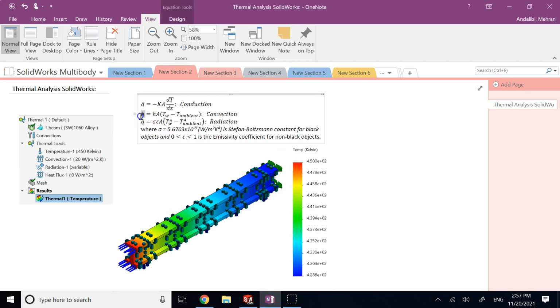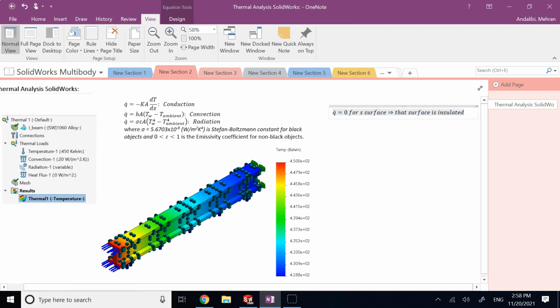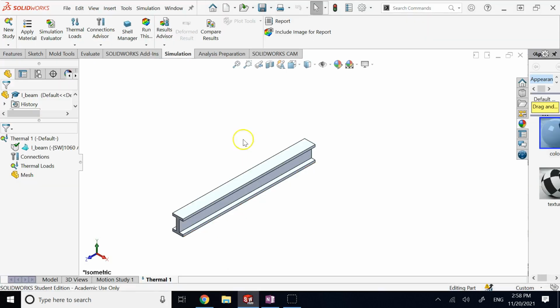So if we say, let's see if I can add it somewhere for you. When we say Q dot equals 0 for a surface, it means that surface is insulated, right? Or has thermal insulation, like what you try to do for the walls of your house, right? You try to use insulations and bring down these Q dots to the smallest number, right? So that's how you can do insulation, thermal insulation.